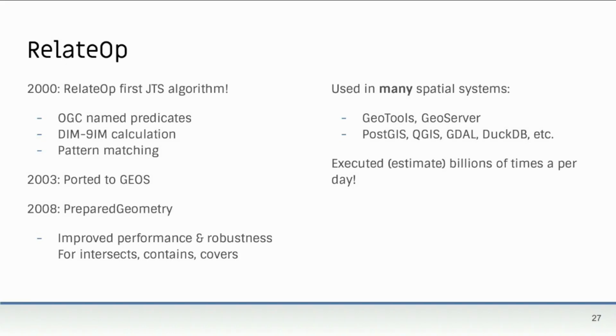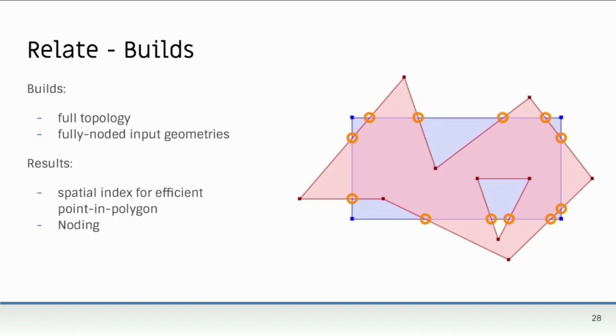The interesting one is the relate op, which was the first real algorithm in JTS, written in 2000. It was ported to GEOS when GEOS started in 2003, and a speed up was made for it called prepared geometry, where it would remember the graph of one geometry and use it to compare against thousands of others. And it's the foundation of many geospatial systems: GeoTools, GeoServer, PostGIS, QGIS, and so on. It's executed billions of times a day across the world. So this is very important. Relate builds up a little graph of the full topology between how two things interact. And so it's used for spatial indexing, point and polygon tests, doing noding and so forth.